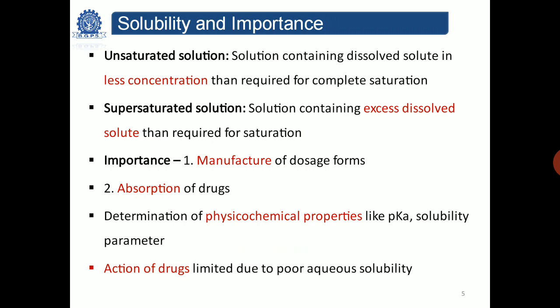If you know the solubility, depending on that solubility, you can go for the preparation of a particular dosage form. So in the manufacture of the dosage form, the knowledge of the solubility is essential. For example, some drug is completely soluble or some drug is sparingly soluble, means some drug has greater solubility in water or some drug has less solubility in water. So depending on that information, we can go for the preparation of the appropriate dosage form. So that's why there is a need to study this solubility.